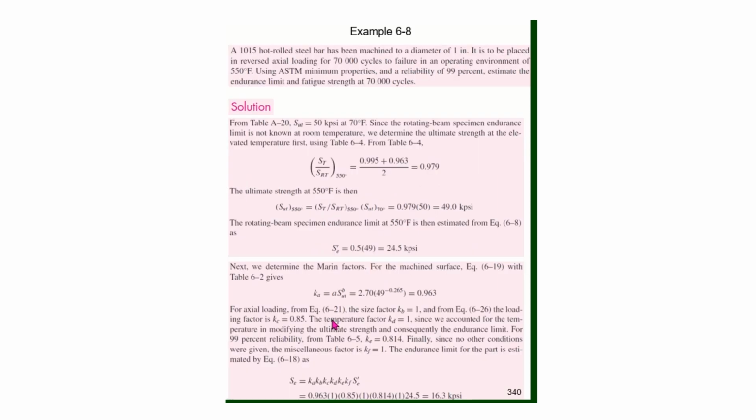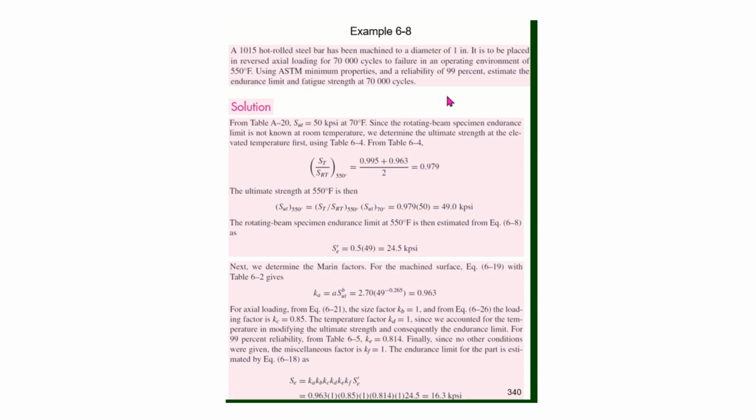The next problem we're going to look at focuses on computing the endurance limit and also looking at the stresses. Here it says a 1015 hot rolled steel bar has been machined to a diameter of 1 inch, and it is to be placed in reversed axial loading for 70,000 cycles to failure in an operating environment of 550 F. Using ASTM minimum properties and a reliability of 99%, estimate the endurance limit and fatigue strength at 70,000 cycles.